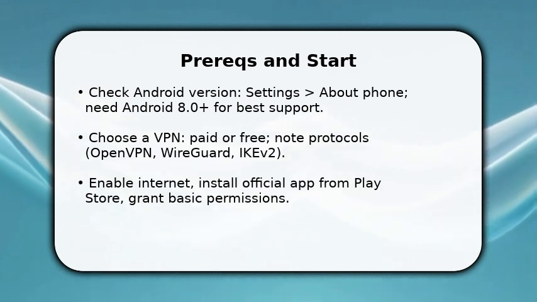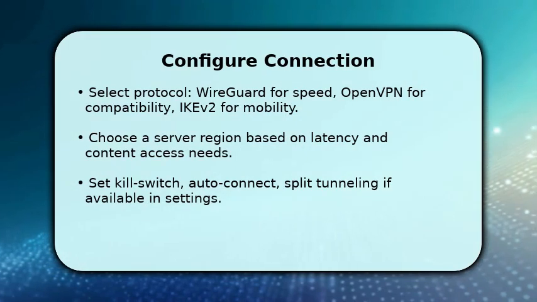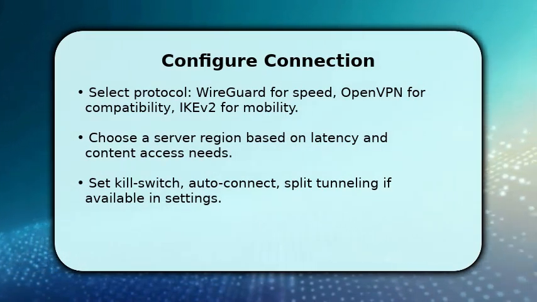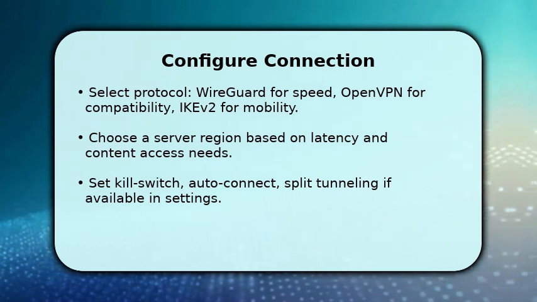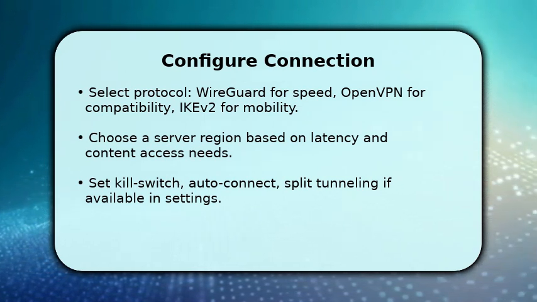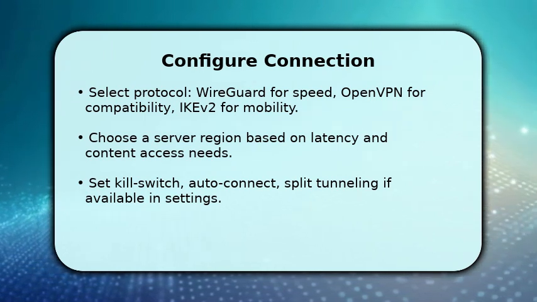Now you're ready for configuration. Move on to choosing servers and, once done installing, configure the connection in the app. You choose a protocol, WireGuard for performance or OpenVPN for broad compatibility, and then pick a server region to balance speed and access. Make sure to enable the kill switch to prevent accidental leaks and set AutoConnect for untrusted networks.